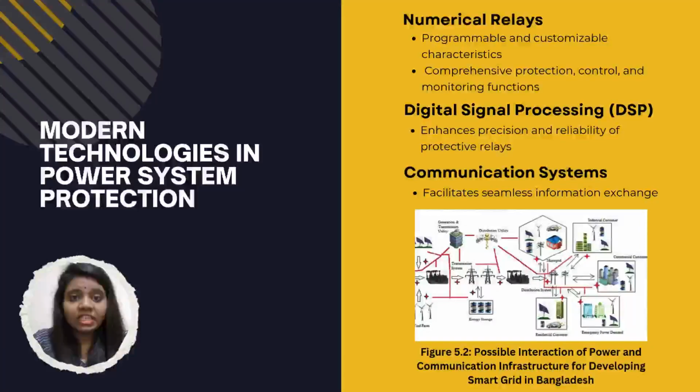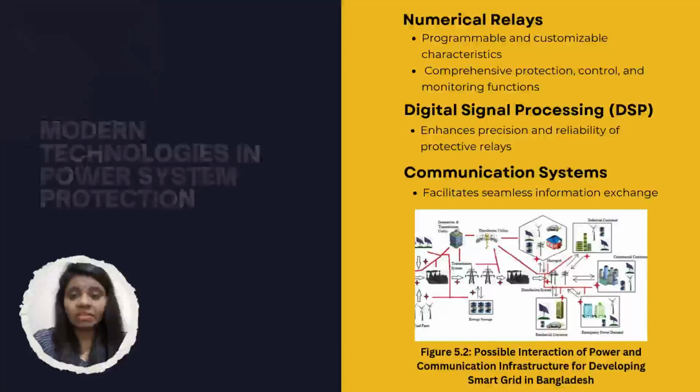Third one is communication systems. They are essential for effective power system protection as they enable seamless information exchange. These systems support remote monitoring and control, allowing operators to manage the system centrally. They also facilitate fault detection, classification, locating, and integration with the SCADA system to enhance system efficiency and reliability.